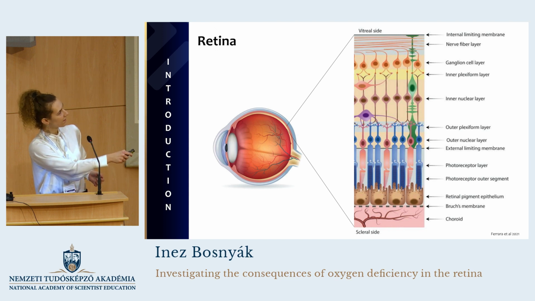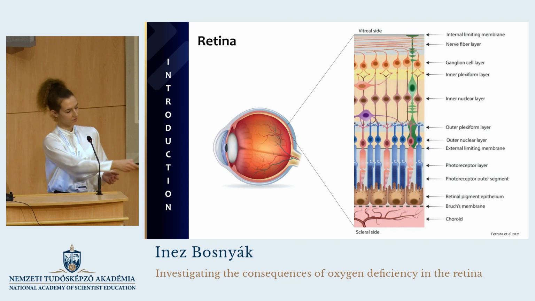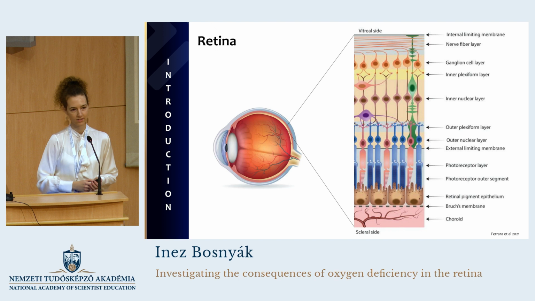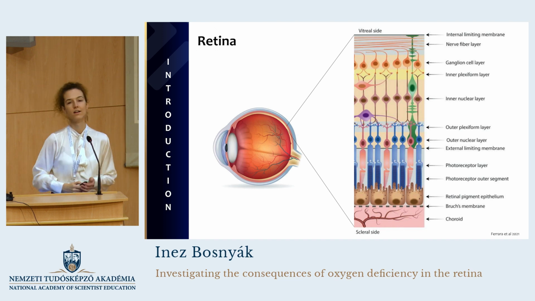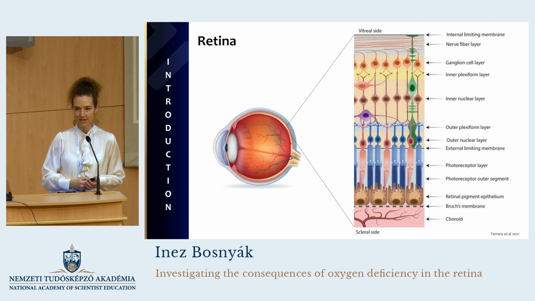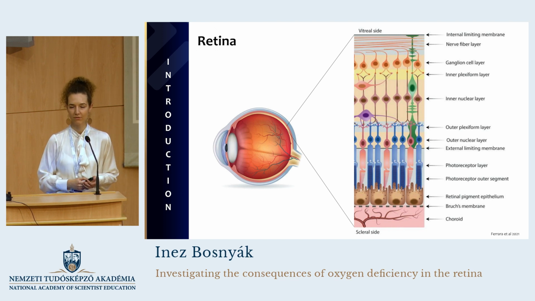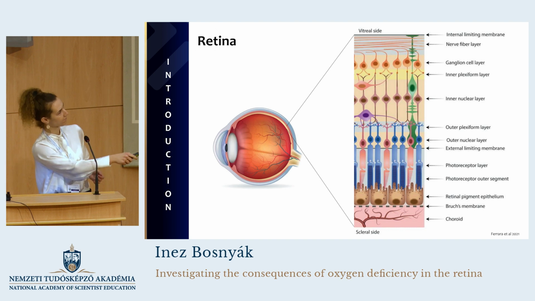The retina is the internal layer of the eye, which consists of several layers. The axons of the ganglion cells are in the nerve fiber layer, while the cell bodies of ganglion cells are in the ganglion cell layer. The retinal ganglion cells are neurons in the periphery, which have a very important role in the vision.